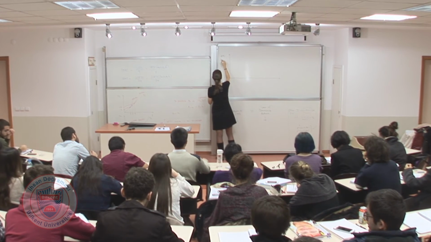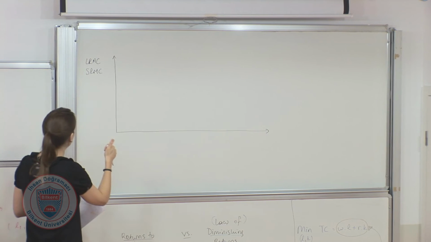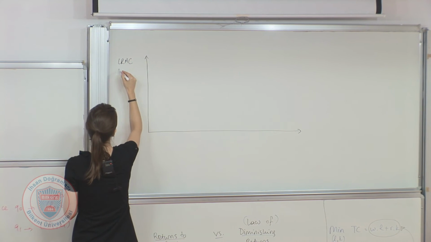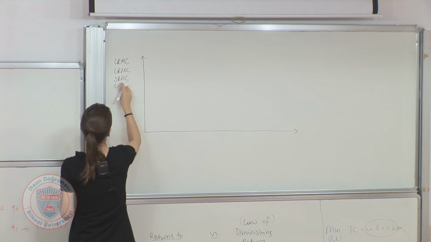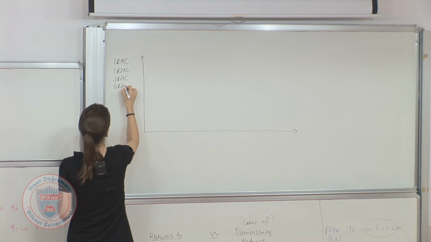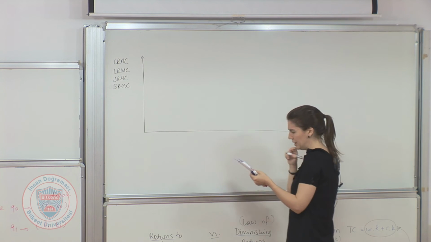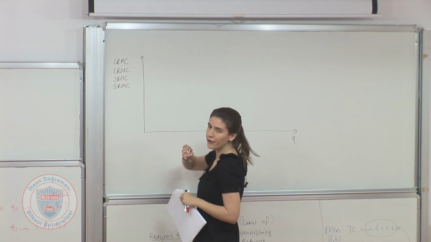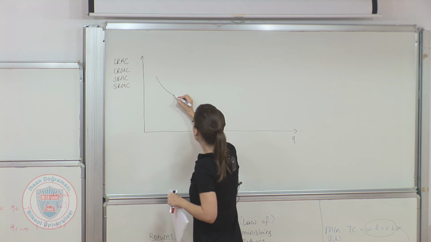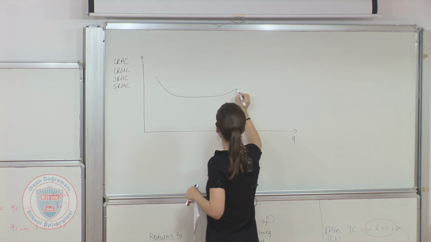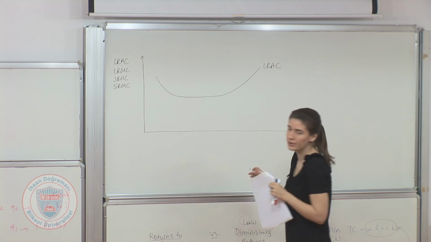Let's see. Oh, this is okay. So I'm going to have long run average cost, long run marginal cost, short run average cost, and short run marginal cost curves here. Okay? And I'm going to have the quantity level here. So let me first draw the long run one. I'm going to have something like this long run average cost curve.